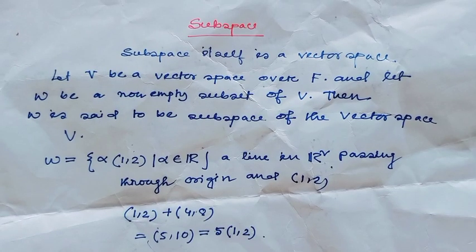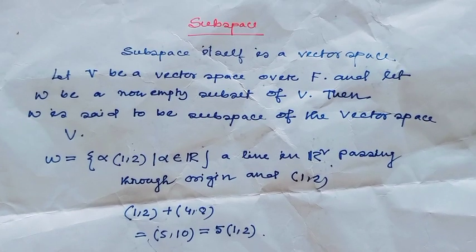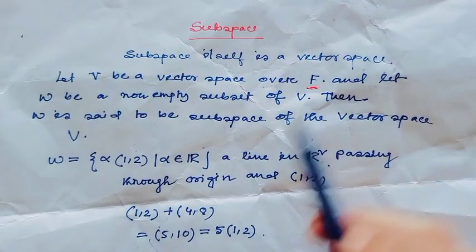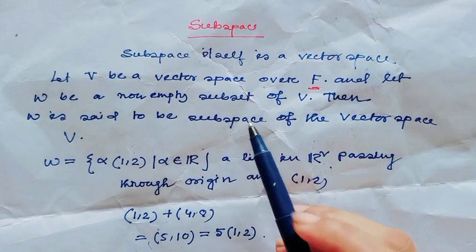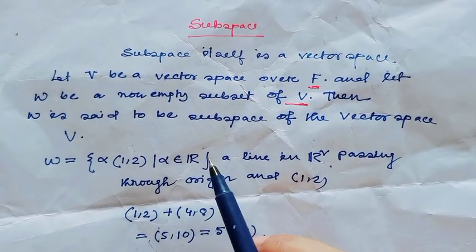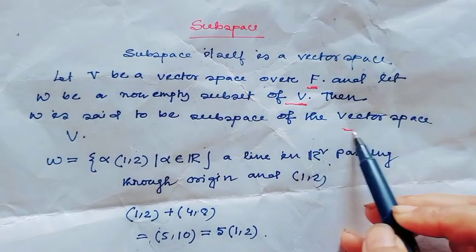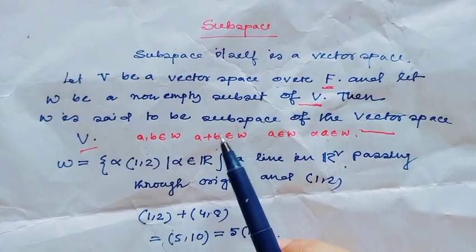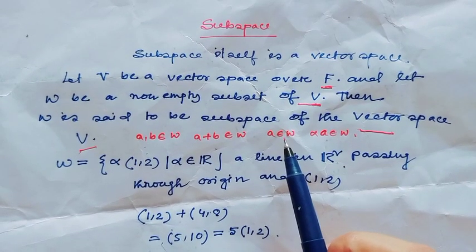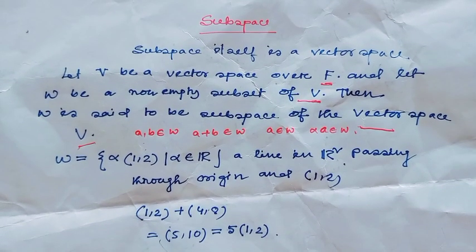Subspace actually is itself a vector space. The definition of subspace is: consider V to be a vector space over the field F, and let W be a non-empty subset of the vector space V. Then the set W is said to be a subspace of the vector space V if it is itself a vector space.